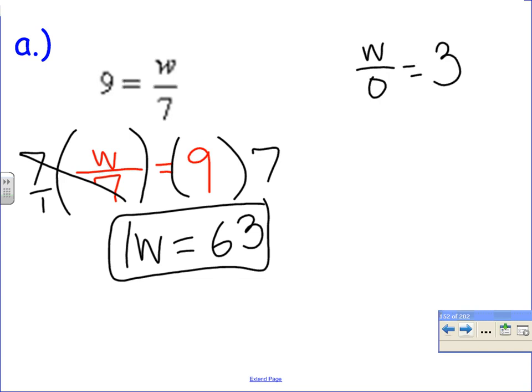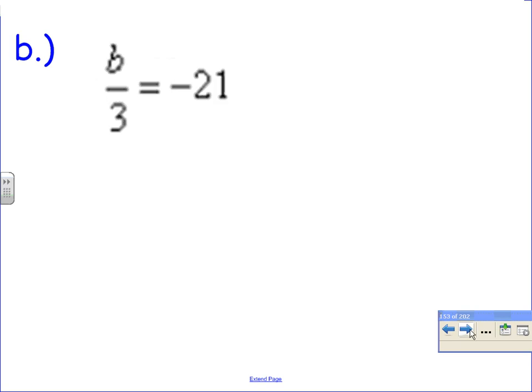Look, if you have a problem like this, you have 0 on the bottom, it's an undefined function. If you would multiply both sides by 0, it cancels the variable. Right, but you wouldn't be solving for anything. Plus, I'm going to get to this in chapter 8. You're not allowed to have 0 in the denominator. So just hold that thought. All right, next one.